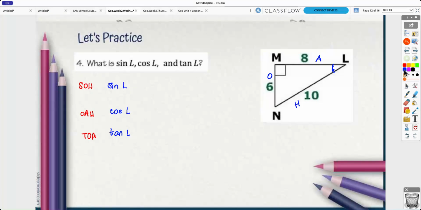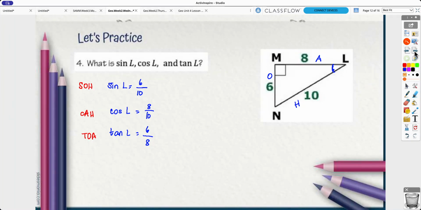Sine L would be O over H. O is 6 and H is 10. Cosine L is A over H. A is 8 and H is 10. And tangent is O over A. O is 6 and A is 8.